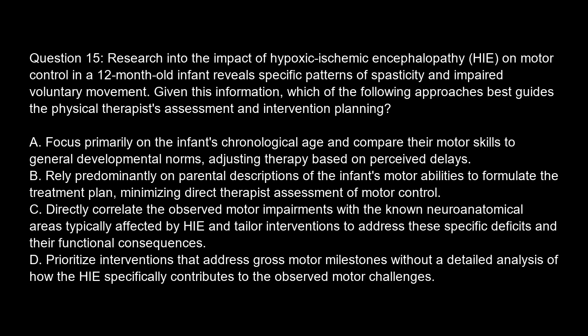Option A. Focus primarily on the infant's chronological age and compare their motor skills to general developmental norms, adjusting therapy based on perceived delays. Option B. Rely predominantly on parental descriptions of the infant's motor abilities to formulate the treatment plan, minimizing direct therapist assessment of motor control. Option C. Directly correlate the observed motor impairments with the known neuroanatomical areas typically affected by HIE and tailor intervention to address these specific deficits and their functional consequences. Option D. Prioritize interventions that address gross motor milestones, without a detailed analysis of how the HIE specifically contributes to the observed motor challenges.